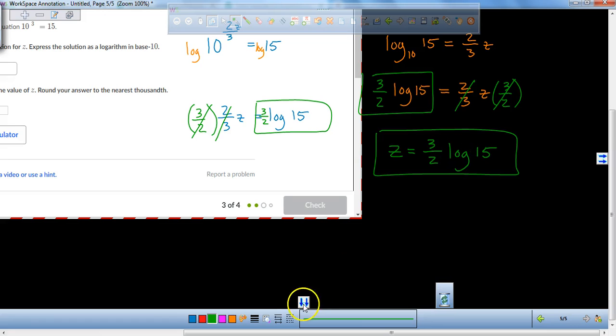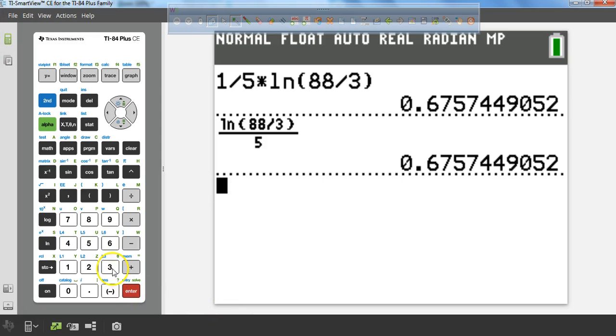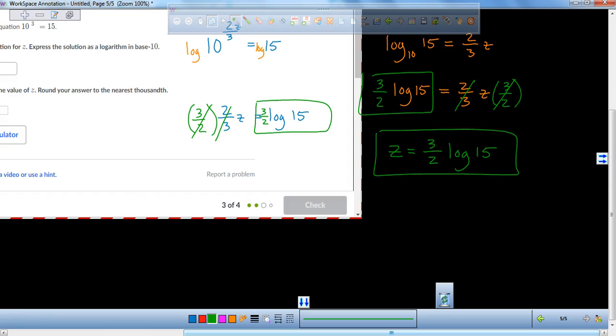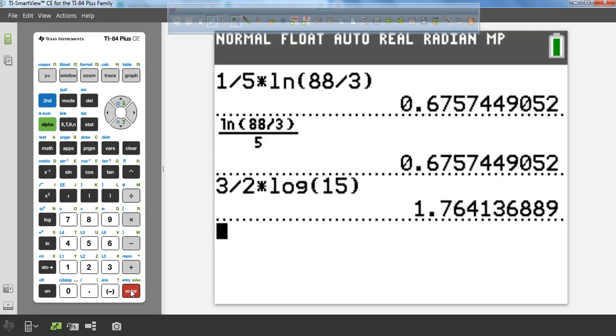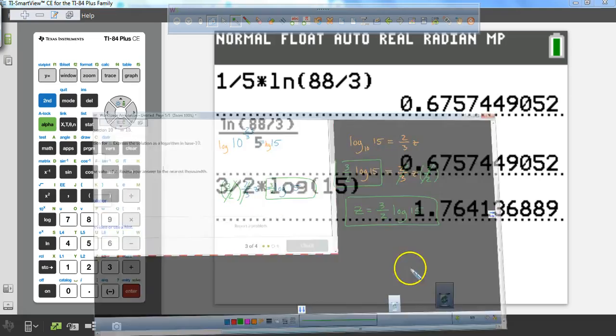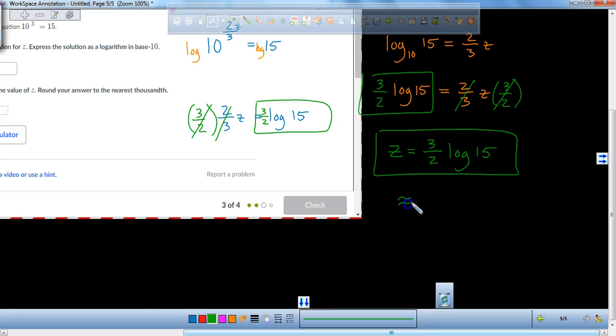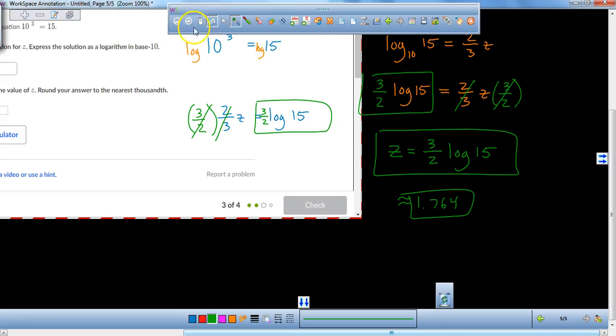So what would my approximate answer be? Well, that's why I've got to get the old graphing calculator out. 3 divided by 2 times the log of 15. Boom, 1.764. So that's approximately equal to 1.764, my nearest thousandth. So that's what I'm going to write here for the nearest thousandth.